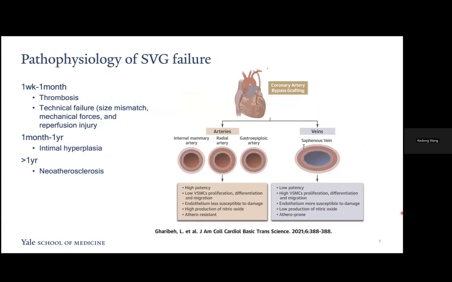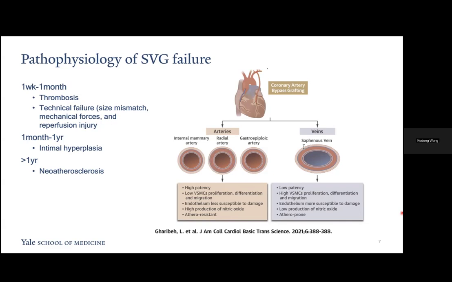So this is kind of the framework that I use when I think about graft failure. So, I kind of divide it by timeline. So between 1 week and 1 month, this is like the very earliest graft failure. It's commonly due to thrombotic closure, usually at the site of anastomosis as a result of endothelial injury and release of sort of inflammatory cytokines during surgery. There's also technical aspects about these failures that includes conduit size mismatch, mechanical forces, and reperfusion injury.